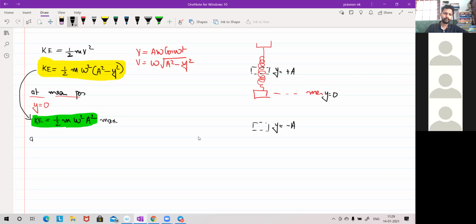At extreme position, what will happen? What is the y value at extreme position? I could write y is equal to plus or minus a. Either it could be minus a or plus a. If y is equal to plus or minus a, then the expression for kinetic energy will become half m omega square into a square minus y square.